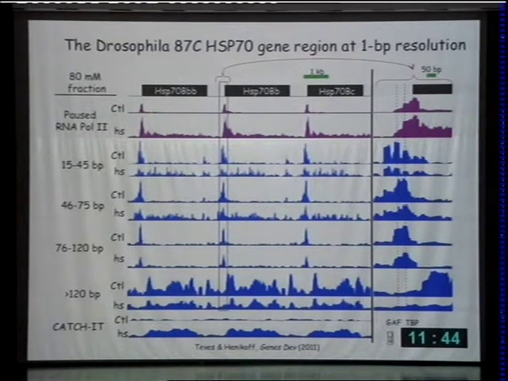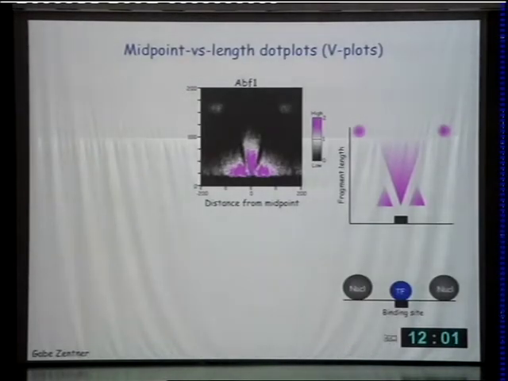Now, there's a limitation to this kind of mapping and stacking, and that is we're not taking advantage of all the length information that we have. And so we realized that we could see a lot more if we could display the length information in a dot plot. And let me just describe the dot plotting approach, which we call V-plot. Let me just describe it for an example of a yeast transcription factor called ABF1.